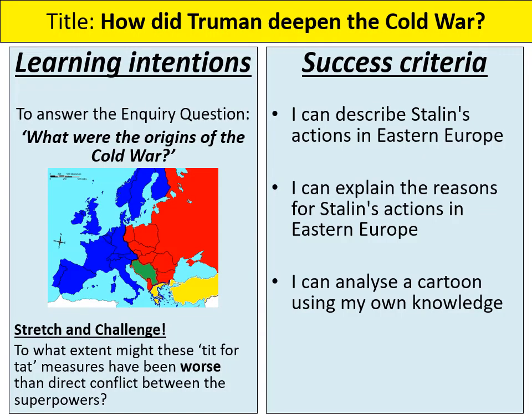Now this lesson we're going to be looking at how Truman and America deepened the Cold War. Most of the examples of the Cold War increasing tensions that we've looked at so far seem to have been either Stalin or the East or the Soviet Union doing most things, and then the West is reacting. This lesson we're going to look at the reverse, where America is trying to act in its interests and what it sees as the world's interests, but as a result is deepening those Cold War tensions.